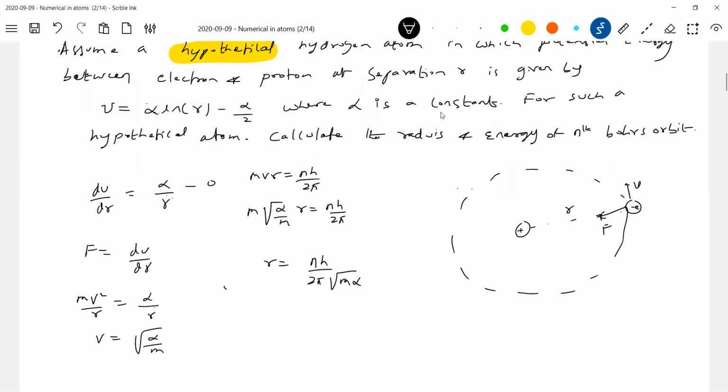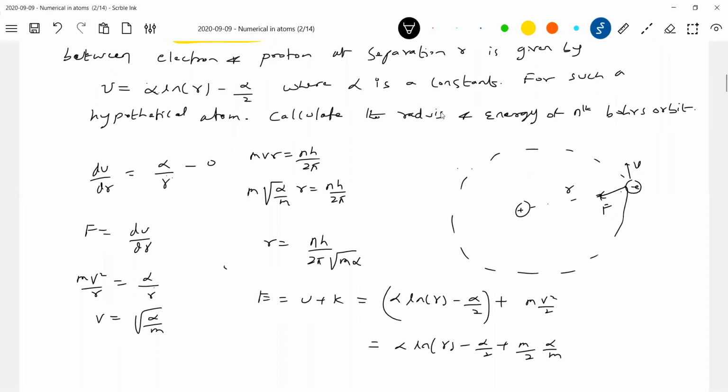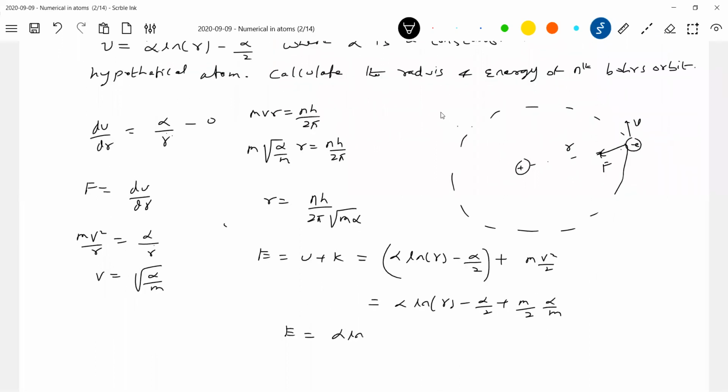Now he's asking what about the energy? Already we know the potential, only we have to calculate the kinetic energy. So the total energy will be U plus K. This is equal to alpha log r minus alpha by 2, plus the kinetic energy, which is given by m v square by 2. Substitute this: r minus alpha by 2, m by 2, v square is what? Alpha by m. So how much are we getting? This is equal to alpha log r. And what is r? r is this one.